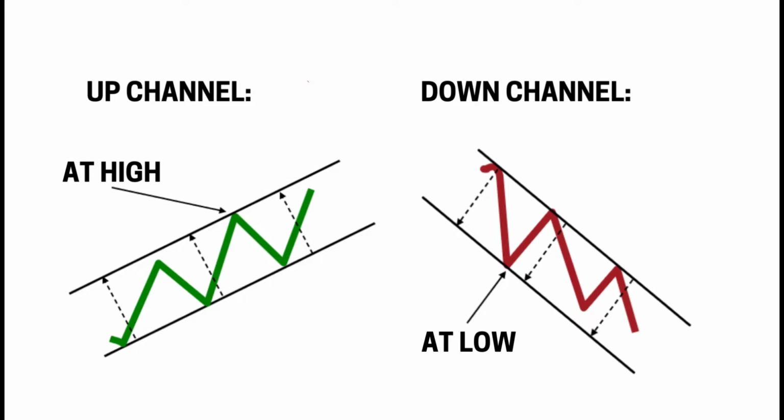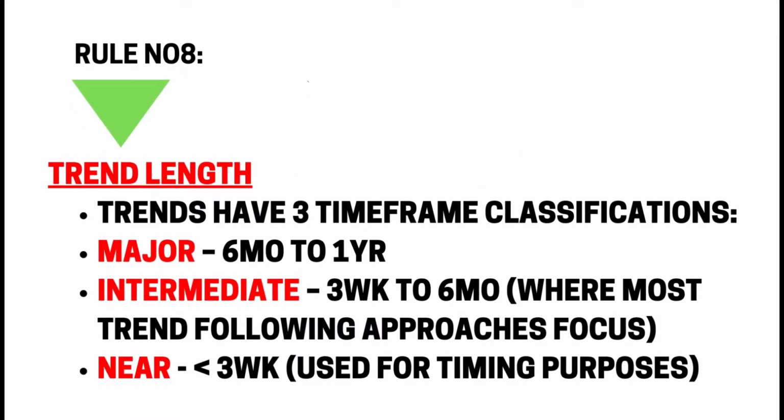And on the left we've got the up channel, and you can see the high point there marked out. You just move that bottom line in parallel to join that, and it's the opposite for the downside, whereas you're looking for that low. Now, the final rule here, number 8, is all about trend line length.